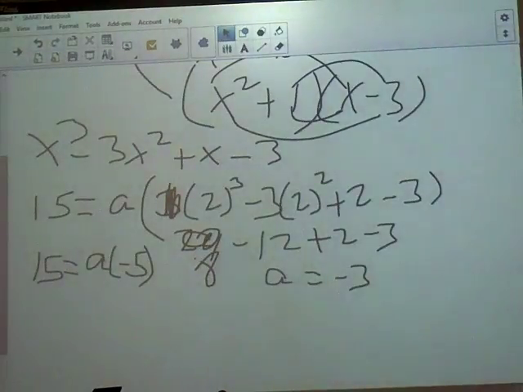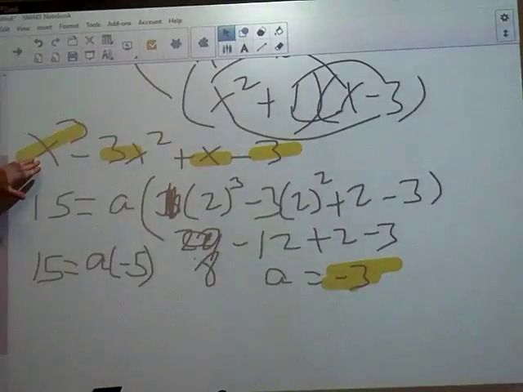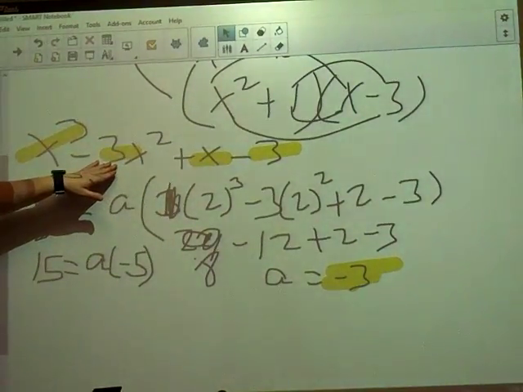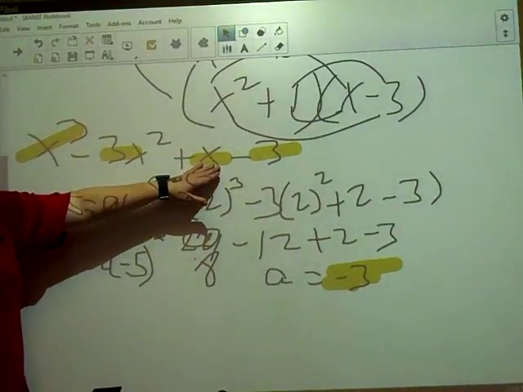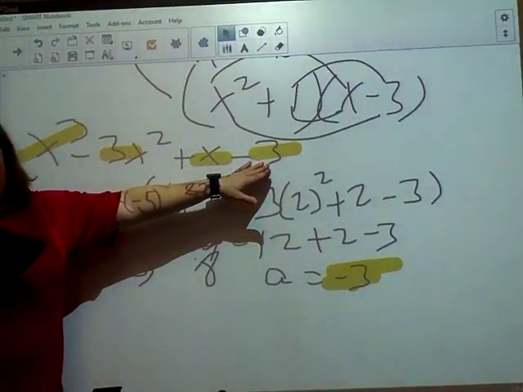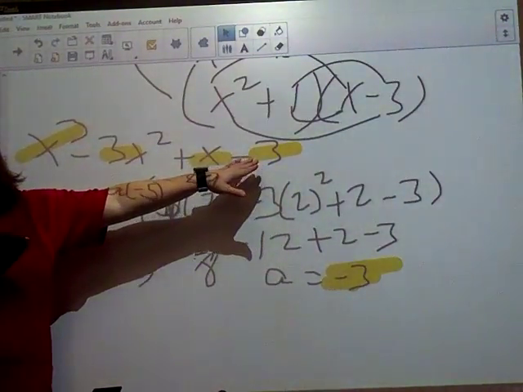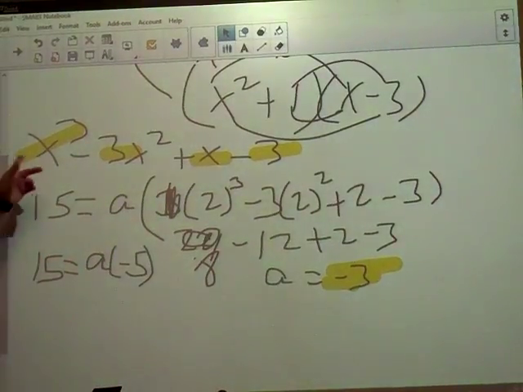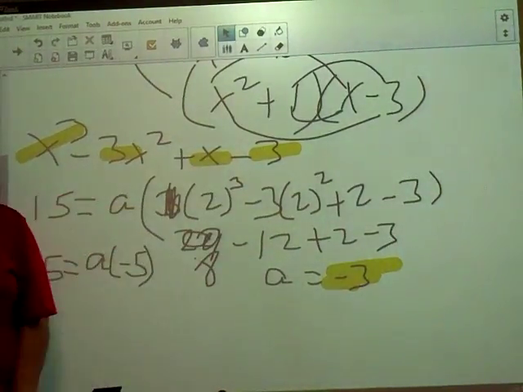So just like before, you're going to take that negative 3 and you're going to come here and distribute it to everything. So it's going to make this be a negative 3x cubed plus a 9x squared minus a 3x plus a 9. Right? Just multiply all those by that negative 3.